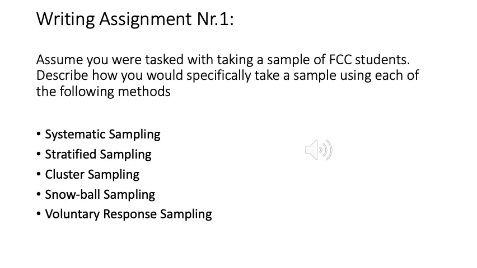Okay, now it's your turn. Assume that you've been tasked with taking a sample of FC college students. Now describe how you would specifically take a sample using the following techniques: systematic random sampling, stratified random sampling, cluster random sampling, or the non-random snowball sampling, the non-random voluntary response sampling. So for each of these sampling techniques, briefly describe how you would go about taking a sample.